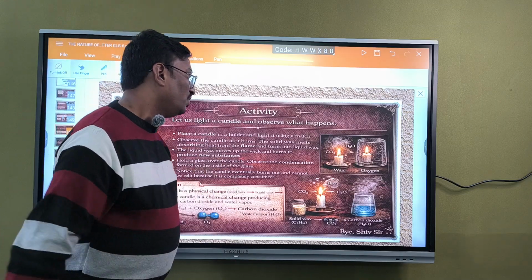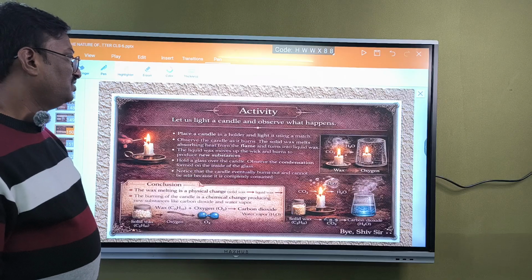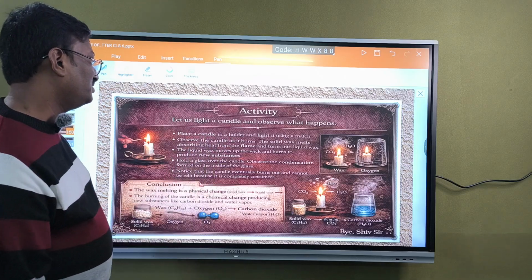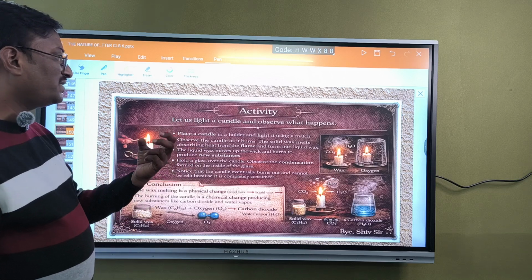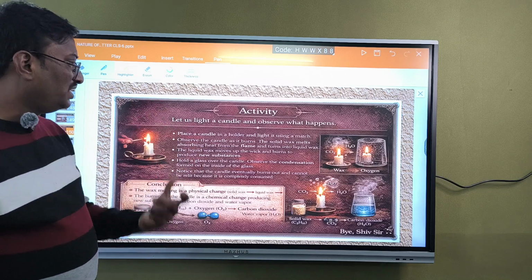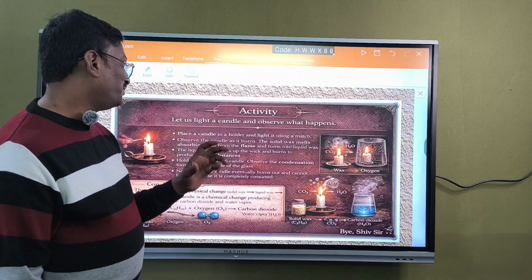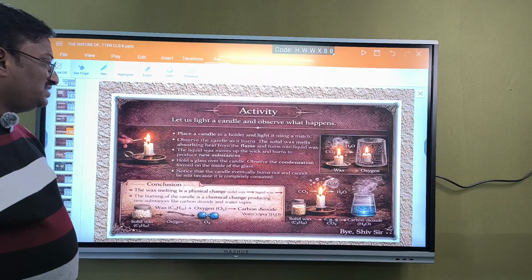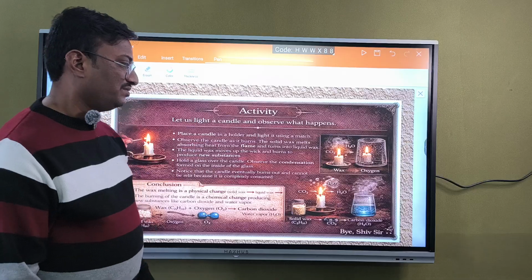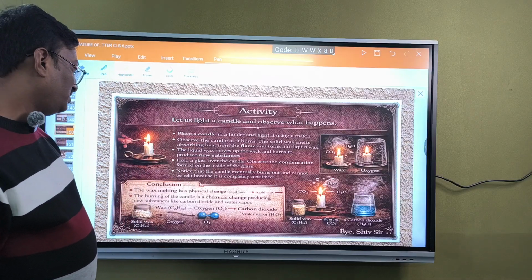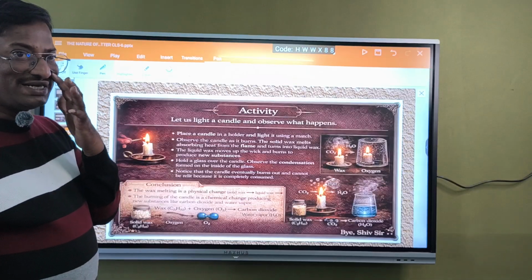Next, if you light a candle, what can we learn from this? Place a candle in a holder and light it. Observe the candle as it burns. The solid wax melts, absorbs the heat from the flame and turns into liquid. Liquid wax moves up the wick and burns to produce new substances. Wax reacts with oxygen to give carbon dioxide and water vapor.